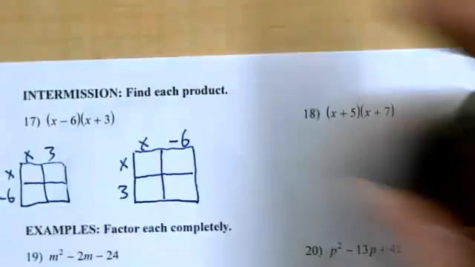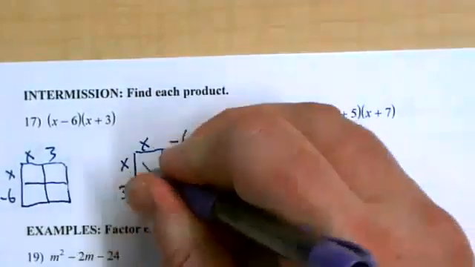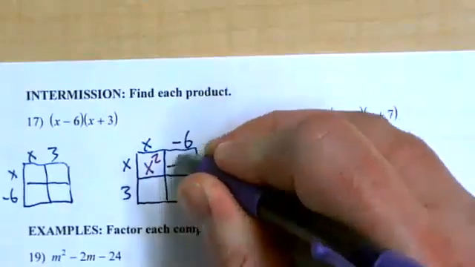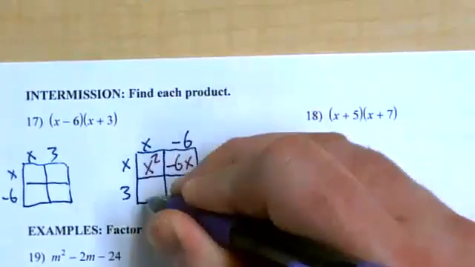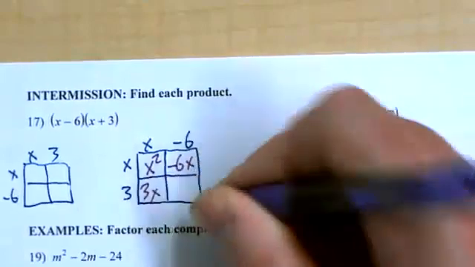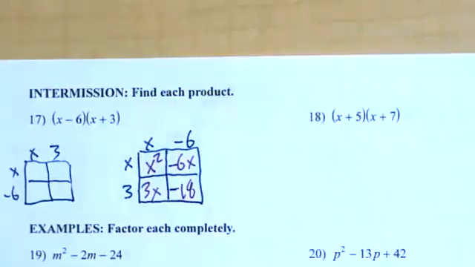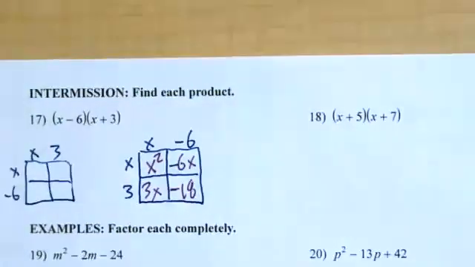So x times x is x squared. X times negative 6 is negative 6x. 3 times x is 3x, and 3 times negative 6 is negative 18, I believe. And then we just have to transfer that to our final answer. Let me give you a moment to get the inside of your box filled out there.